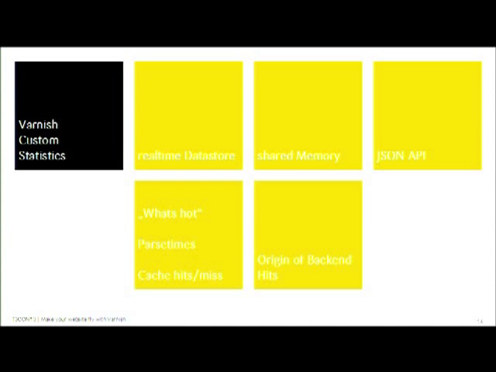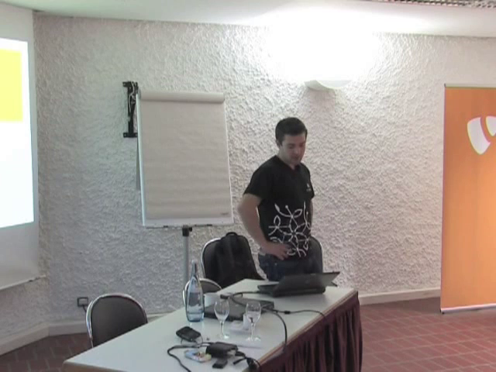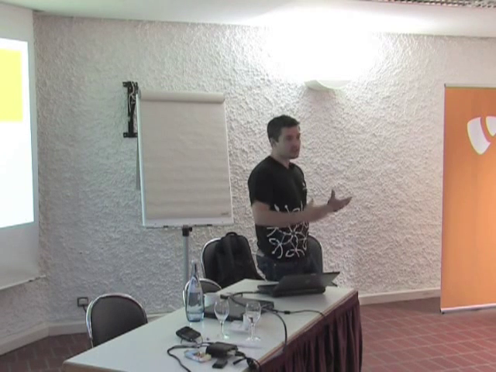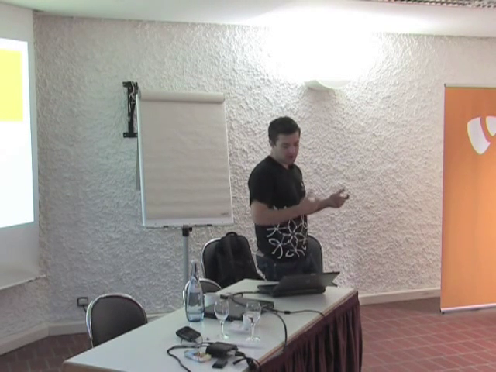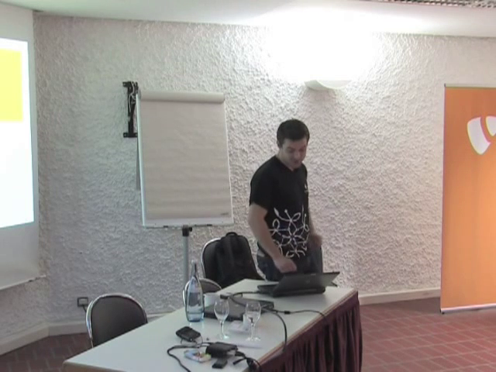There is Varnish custom statistics, which is a real-time data store, also in shared memory, like the log. And you can query this data with a JSON API. It's useful for things like what's hot now, for example, for a newspaper, which articles are read the most, or for parse times, whatever. It's very flexible in use and very fast, of course.